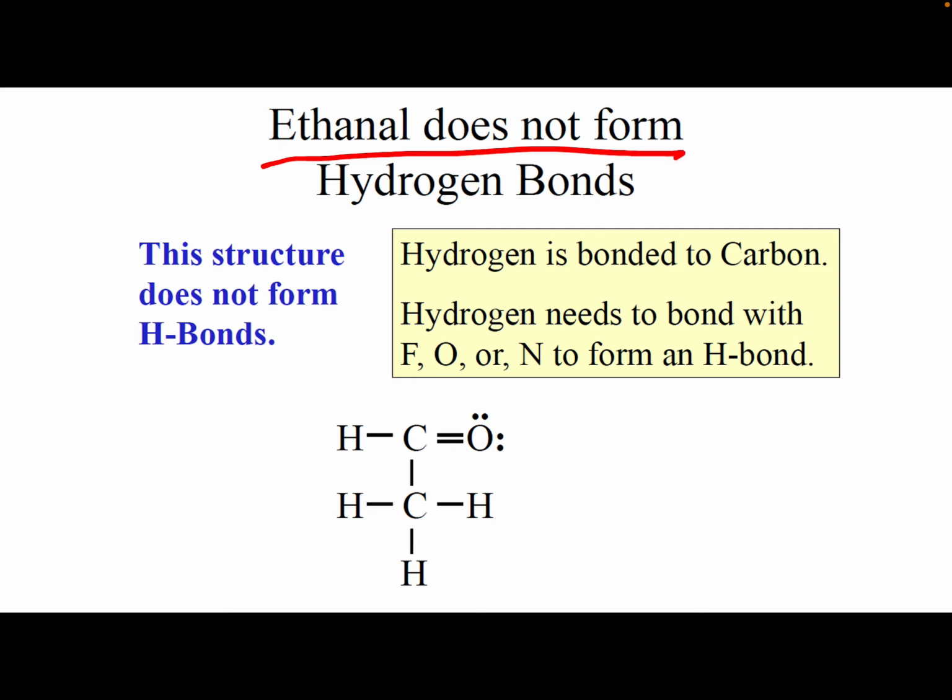This ethanol does not form any hydrogen bonds. So notice the structure of this. The hydrogen is bonded to a carbon. Hydrogen needs to bond with fluorine, oxygen, or nitrogen in order to form a hydrogen bond.